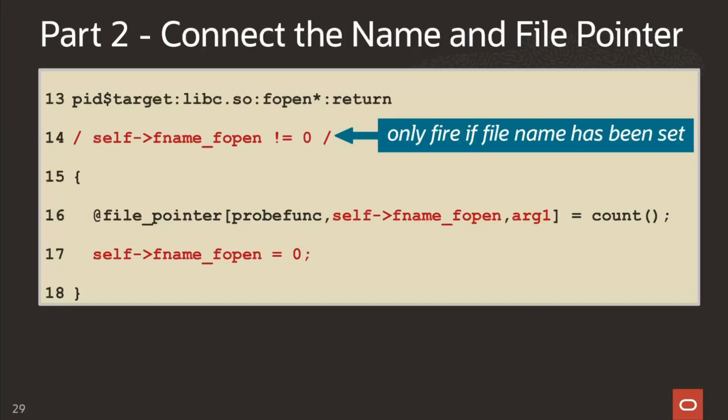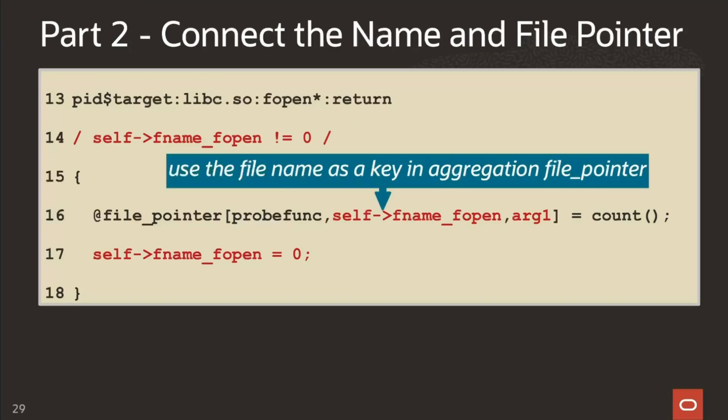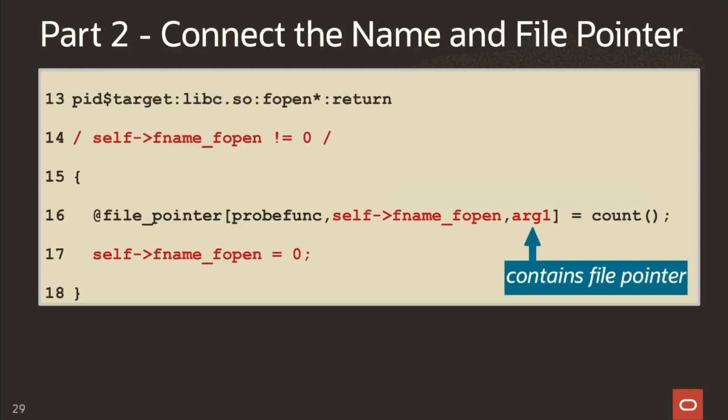Then I'm going to use that file name in an aggregation at line 16 as the second field in my key. And I'm going to use the pointer that I now get in the return as my third field in my key. And at line 16 in this aggregation, this is where you see that I can use both. I get the name from the entry and I get arg1, the pointer, from the return.